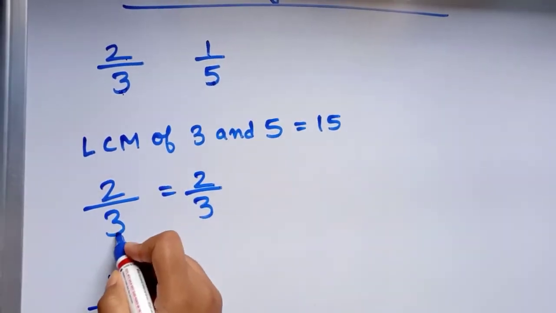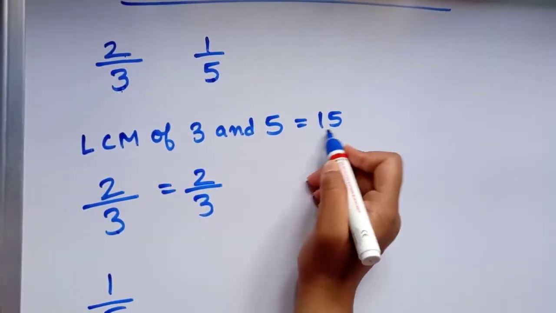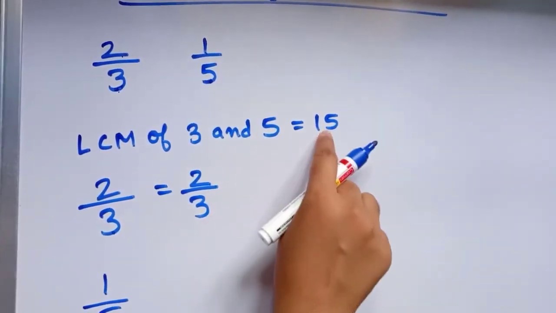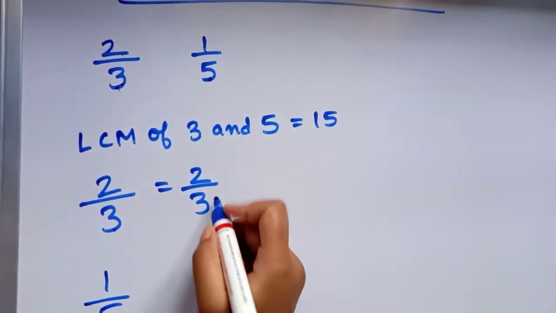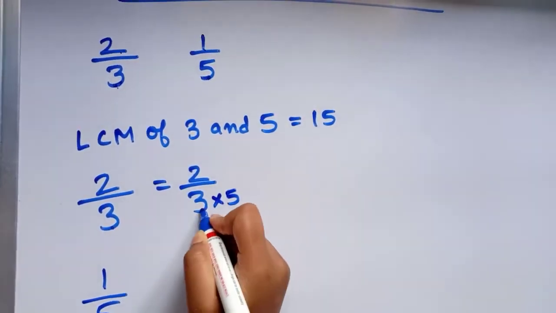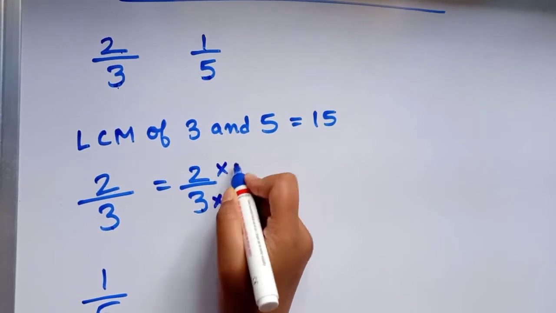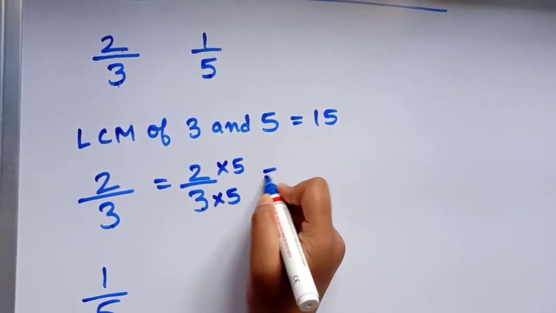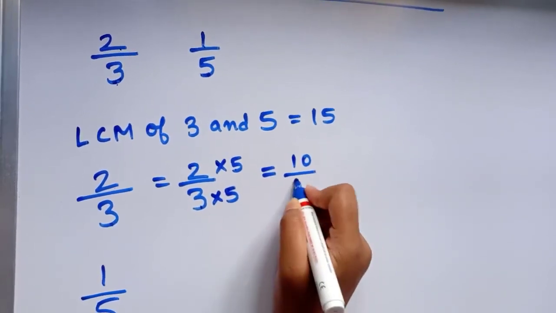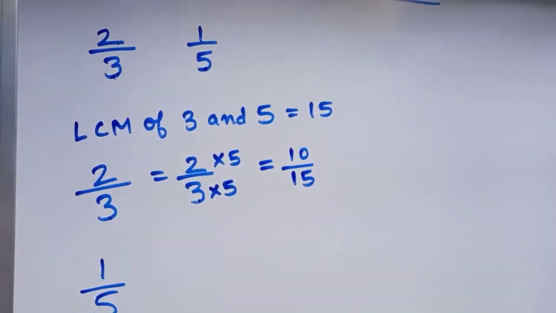In place of this 3, you need to replace the LCM that you have got. So in place of this denominator, you need to write 15. So how will you do it? 3 5s are 15, right? So you multiply the numerator and denominator both by 5. So 2 5s is 10 and 3 5s is 15, alright?